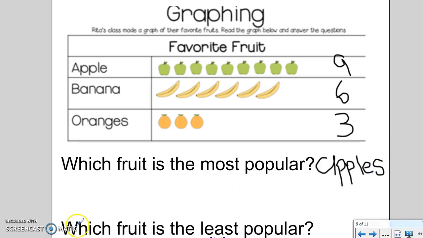And my next question says which fruit is the least popular. Least means that it's not liked very much, so it's going to be the smallest number. So look at my numbers. I have 9 apples, 6 bananas, and 3 oranges. The smallest number is 3, so which fruit is the least popular? The one that people like the least is going to be oranges.